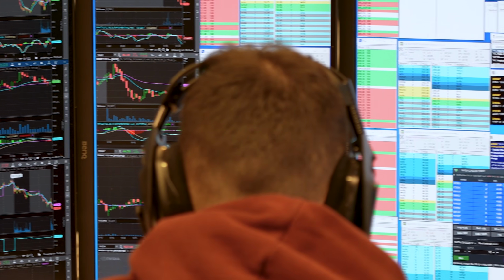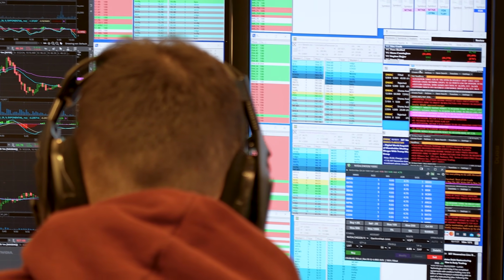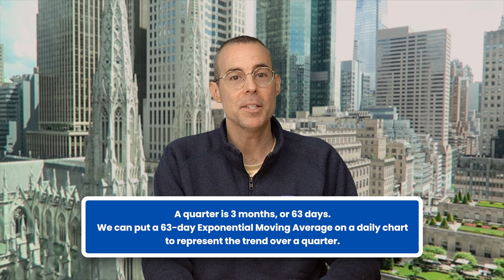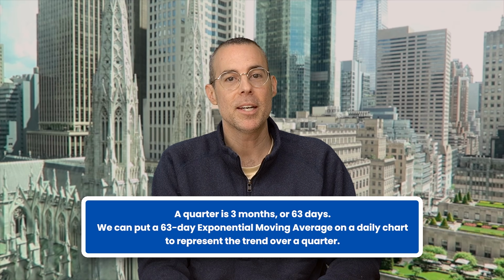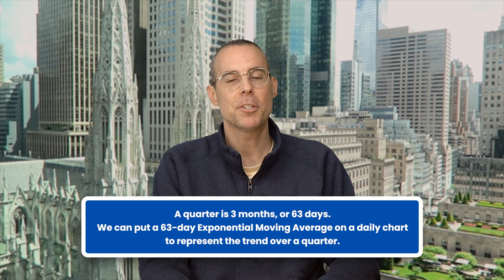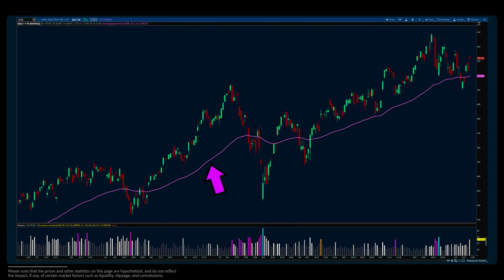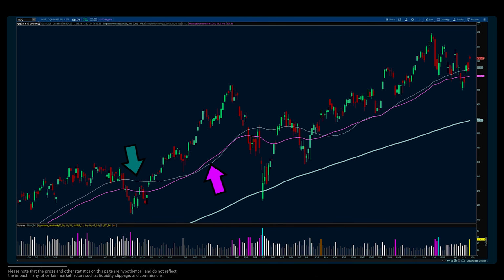What if we continued with our significant market cycle approach? We can measure the trend over a quarter, right? A quarter is 3 months or 63 days, so we can put a 63-day exponential moving average on this daily chart to represent the trend over a quarter. If we continue to follow our market cycle concept, a 63-day moving average is an alternative to a 50-day simple moving average, as you can see here. And it will behave very similar to the 50-day.